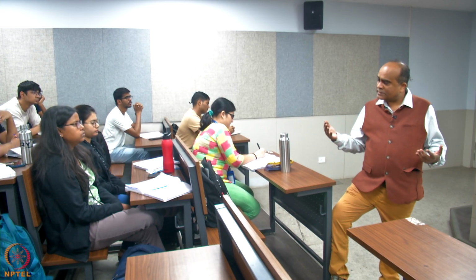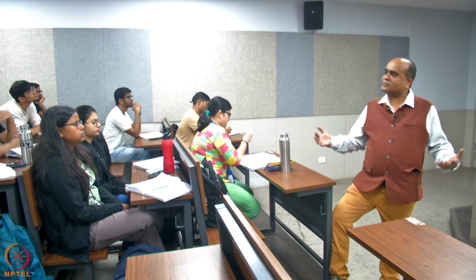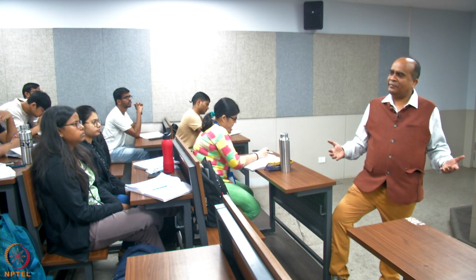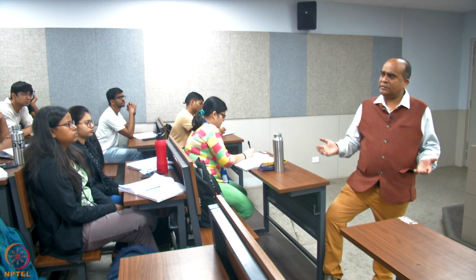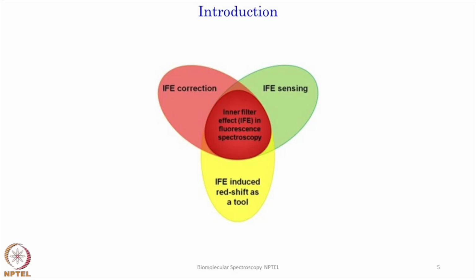Many times you do the experiment and this effect is contributing where you are probably unaware, then your interpretation can be very different than whatever it should be. So, you have to do correction, and how inner filter induces the redshift, that we can use as a tool to understand or detect something.